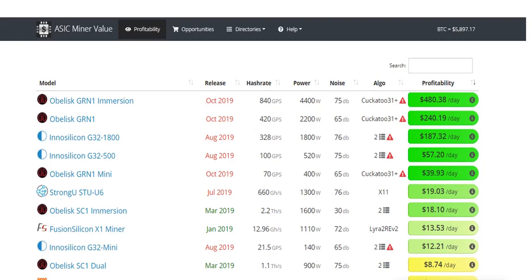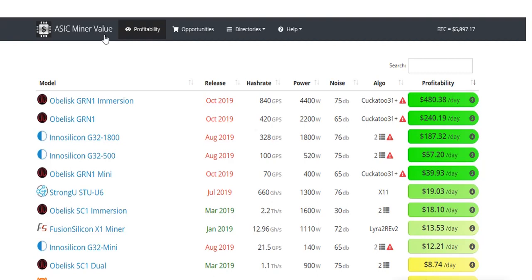Now, this website right here is a website that I've been using. It's called asicminervalue.com. It's a website that I've been using to track basically what's going on with individual miners out there, to see which miners are currently making money, because it's really hard with all the cryptocurrencies and all of the machines out there to know what it is that you can use, especially if you don't know where to look.